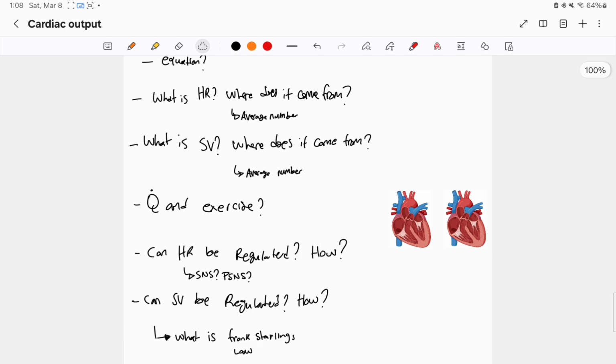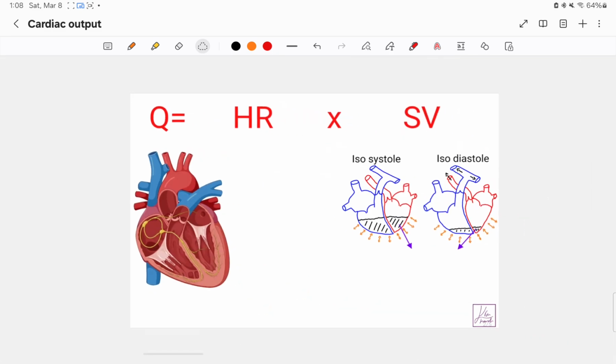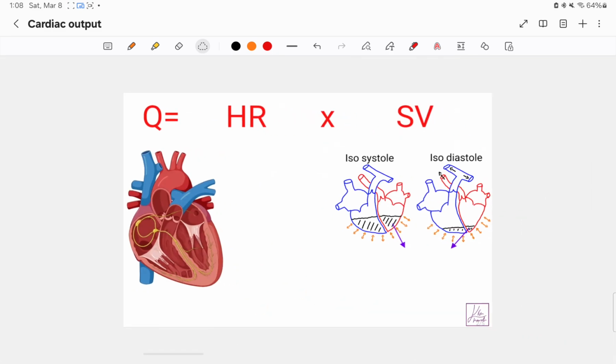In this video, we're going to talk about the cardiac output and the regulation of the cardiac output. It's going to be a cool one and a very interesting one.